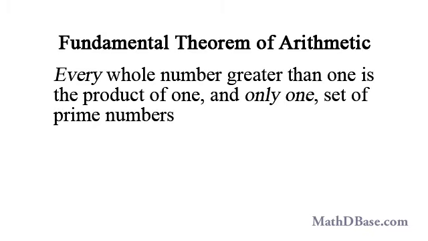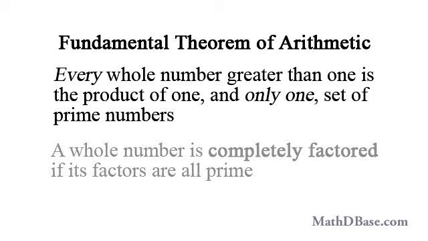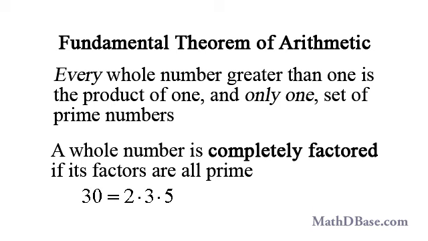The fundamental theorem of arithmetic states that every whole number greater than 1 that is not prime is the product of one and only one set of prime numbers. In other words, every whole number has a unique prime number factorization. A whole number is said to be completely factored when its factors are all prime. For example, 30 equals 2 times 3 times 5 and cannot be written with any other set of prime factors.